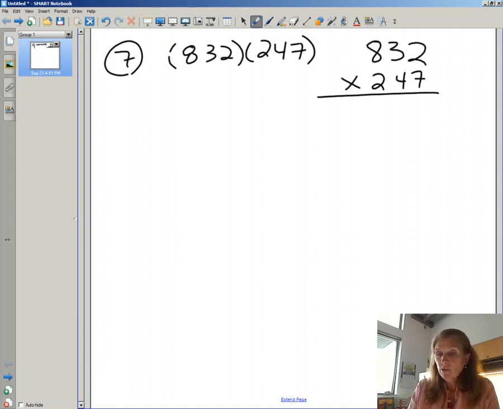7 times 2 is 14. Carry the 1. 7 times 3 is 21, plus 1 is 22. Carry the 2. 7 times 8 is 56, plus 2 more is 58.